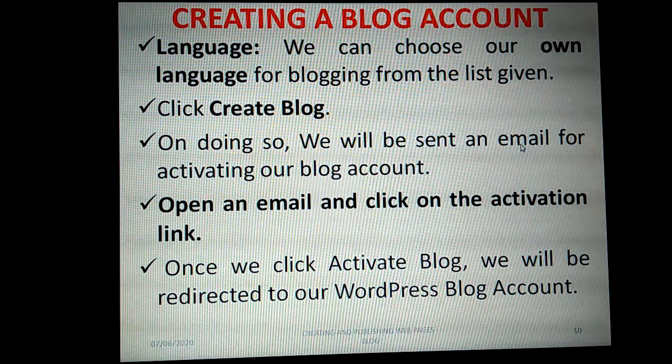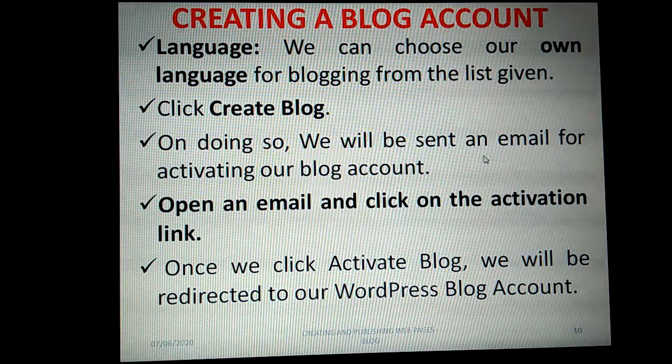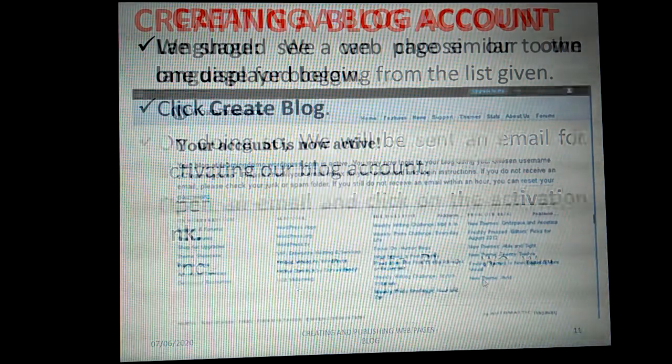So to our email we will get a link. If we click the link, or open the email and click on the activation link, we will go into the created blog. So open the email and click on the activation link. Once we click activate blog, we will be redirected to our WordPress blog account. So automatically we will be redirected.